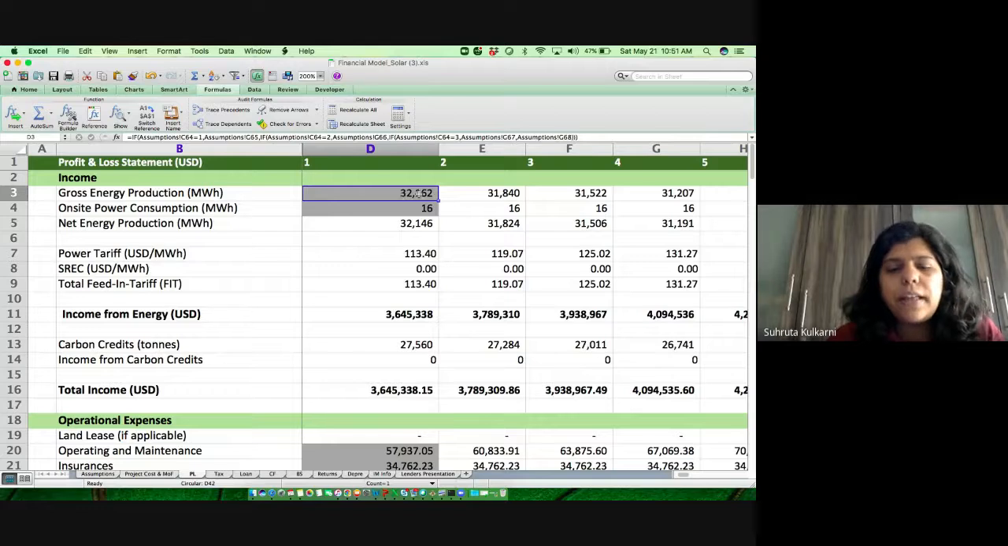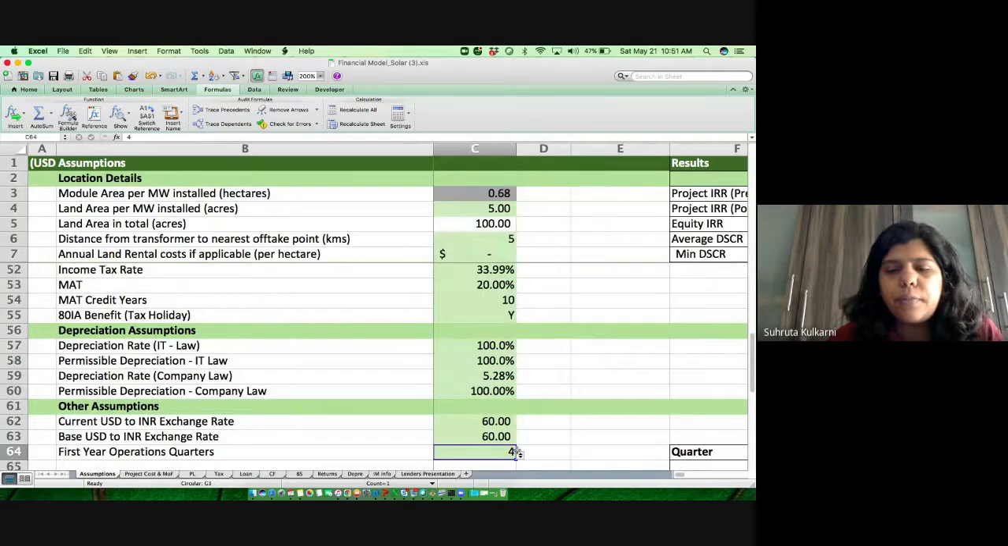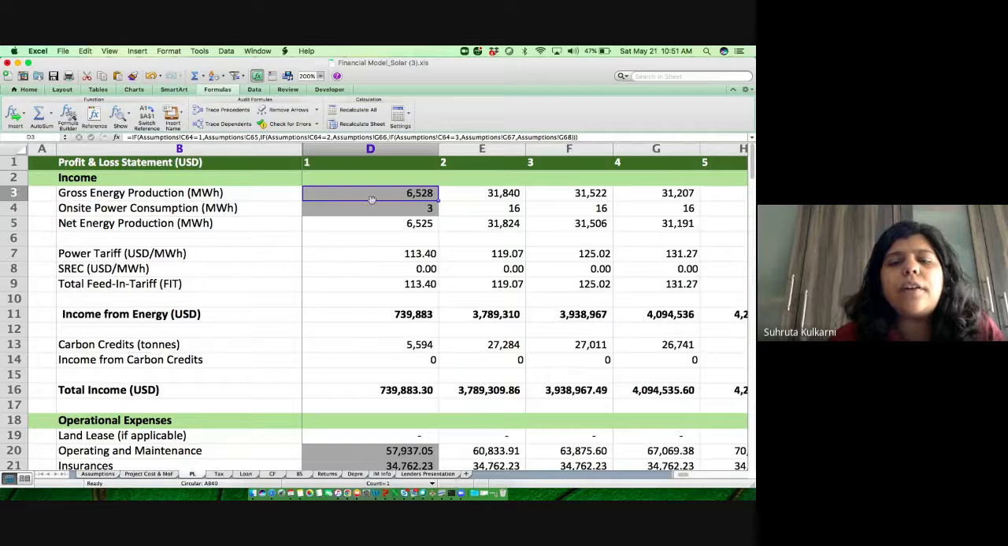32,162. I'm going to change this to show you how it might change. I'm going to make it 1, so we have only 1 quarter. See, this 32,000 has now come to 6,528. It's quartered, because now I have only 1 quarter of operations in my first year.